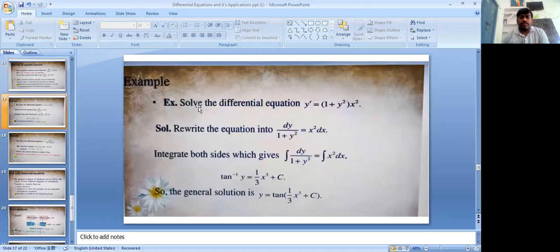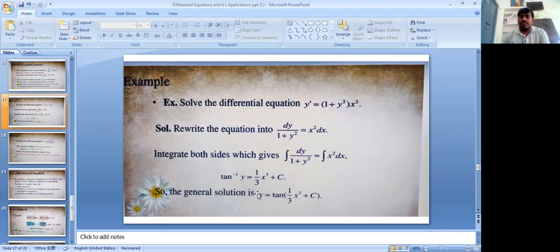Next, solve an example. Solve the differential equation y dash is equal to 1 plus y square, x square. Now, y dash we can write as dy by dx is equal to 1 plus y square, x square. Separate the variables: dy by 1 plus y square equals x square dx. After separating the variables, take integration; this is an indefinite integration, so we add one constant. The integral of 1 by 1 plus y square is equal to tan inverse y. The integral of x square is equal to x cube by 3.